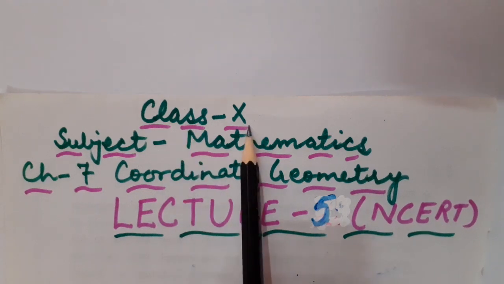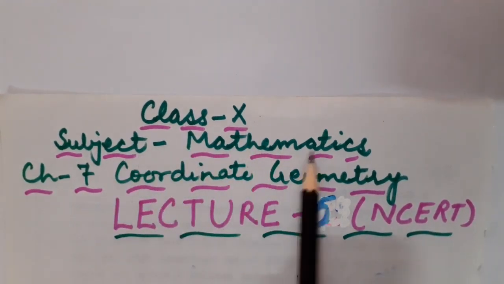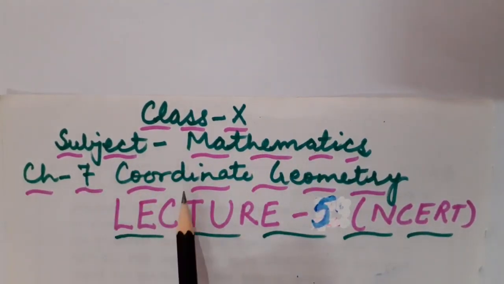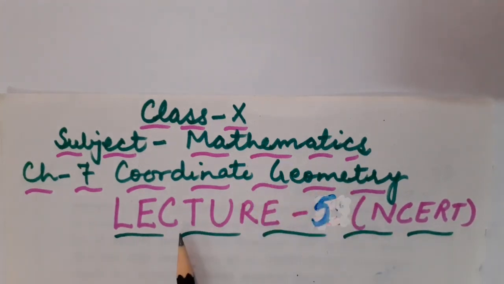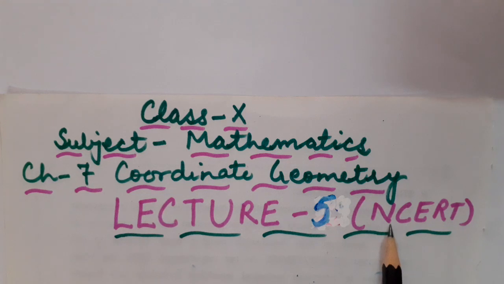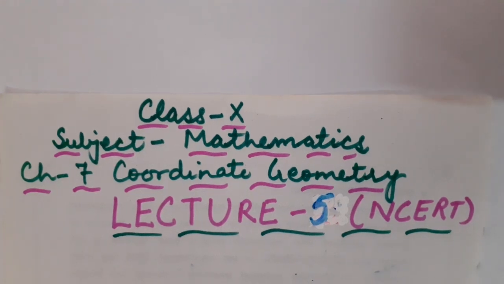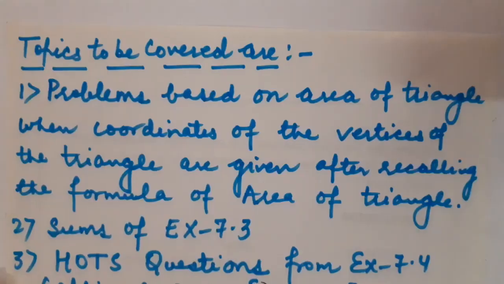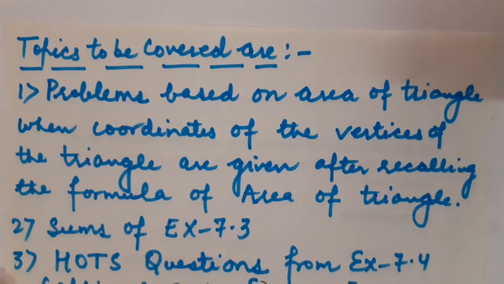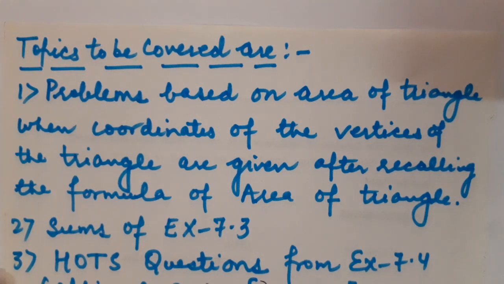This is class 10th, subject mathematics, chapter number 7, coordinate geometry, lecture number 5. And children, the content I am going to cover is from NCERT. Fine, students? Children, in my previous lecture, lecture number 4, I made you understand the derivation of finding the area of a triangle when the coordinates of the vertices of a triangle are given.